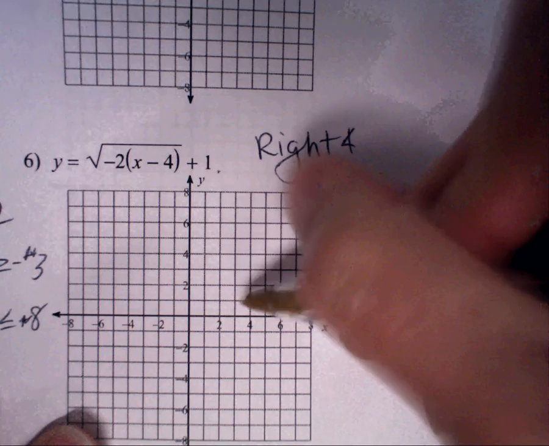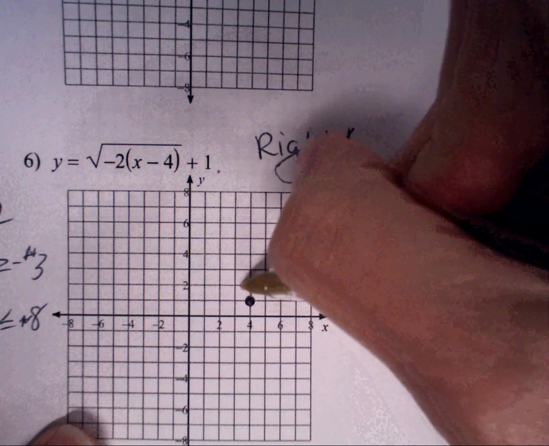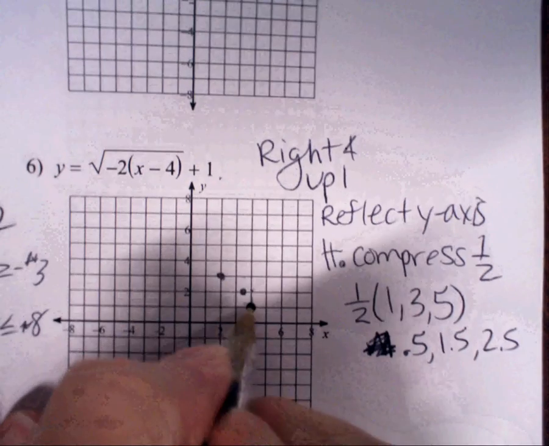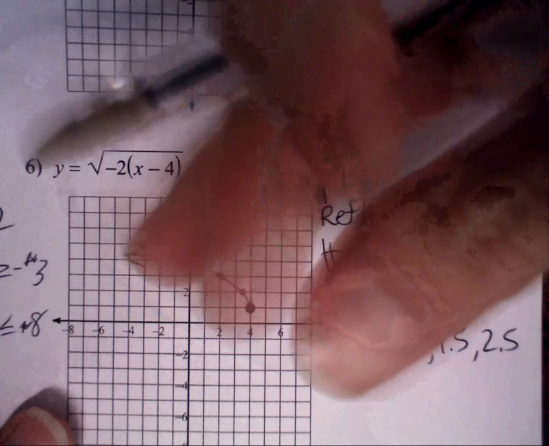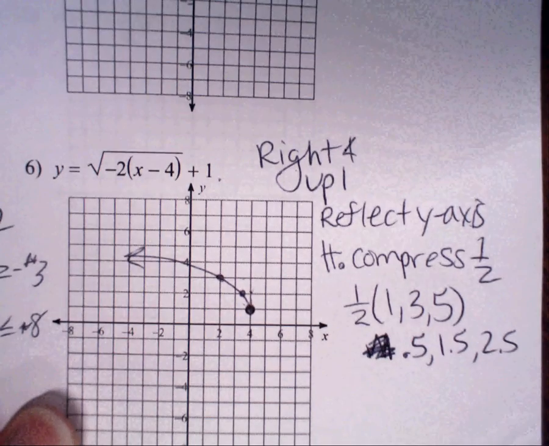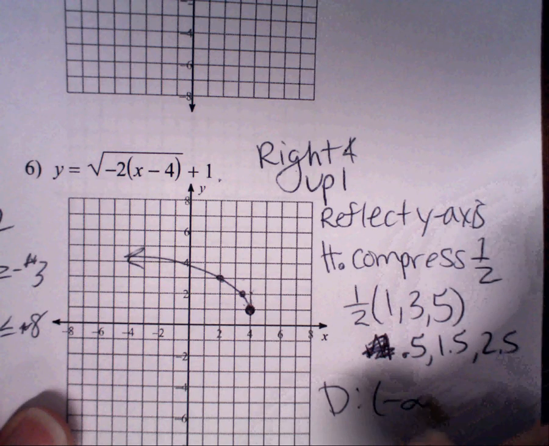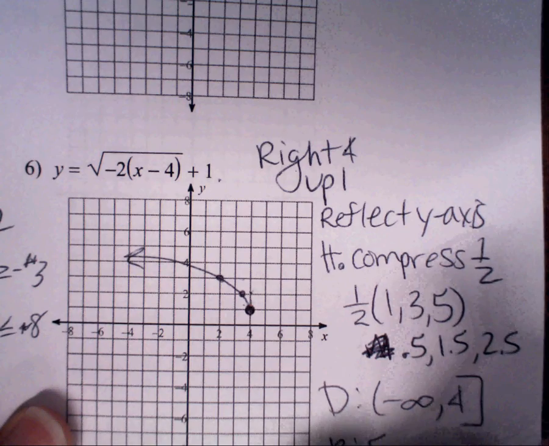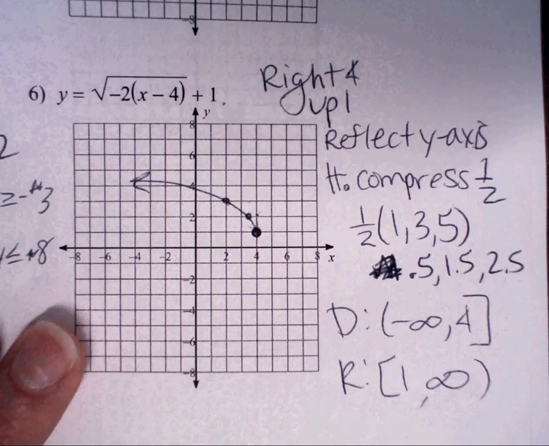So I go up 1 over half, up 1 over 1.5, and then I should land right on a grid line. So it got squished together a little bit more horizontally. And so then our domain is negative infinity to 4, and our range is 1 to infinity. Of course, you can state it as an inequality, but you don't have to.